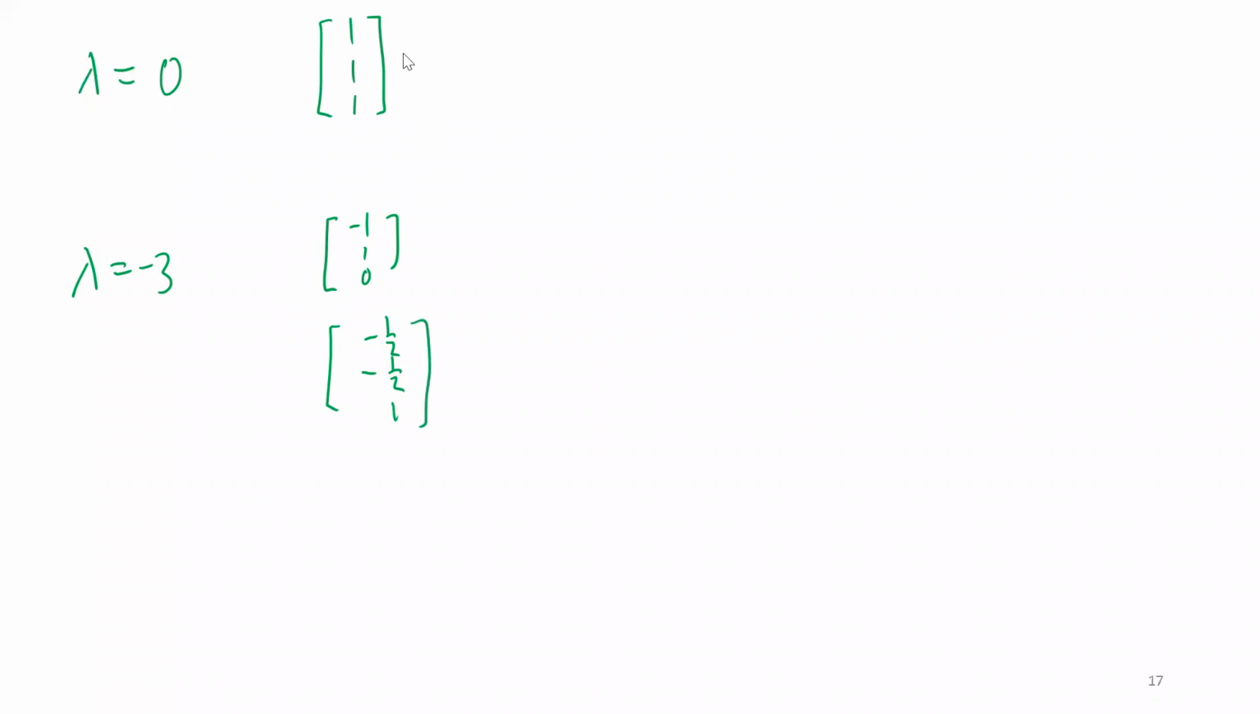So for lambda equals 0, the eigenvector must be this one. There is no choice for that. And then for lambda equals -3, now we take these two. Now if you go ahead and try to see if they are all orthogonal to each other, you can go ahead and try that.